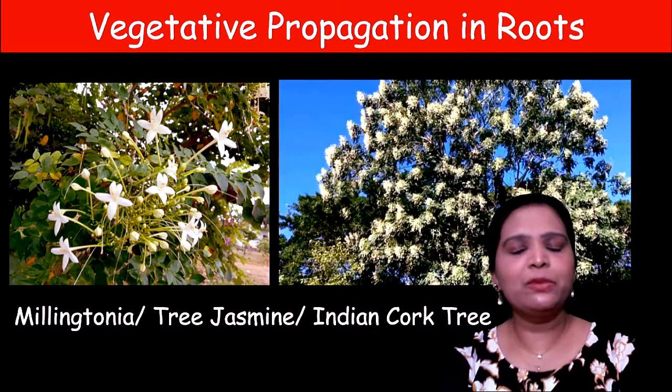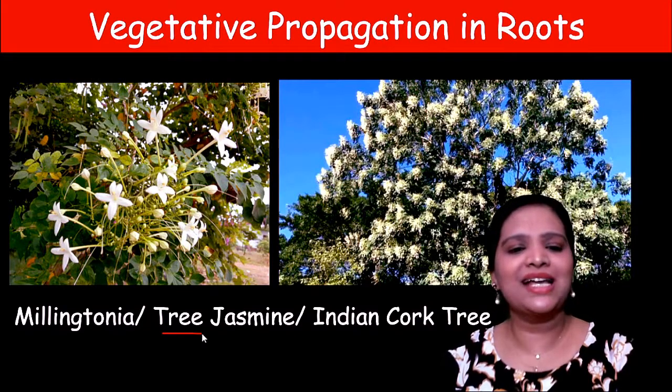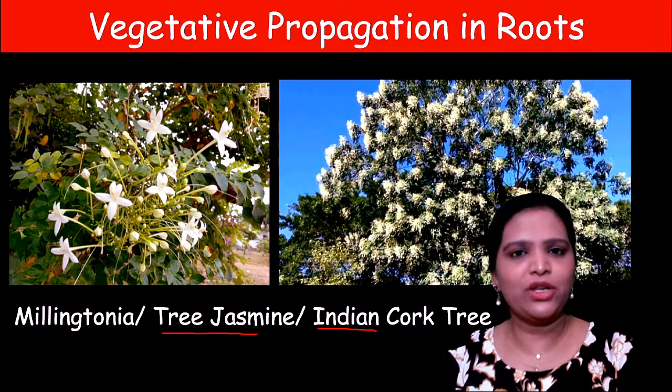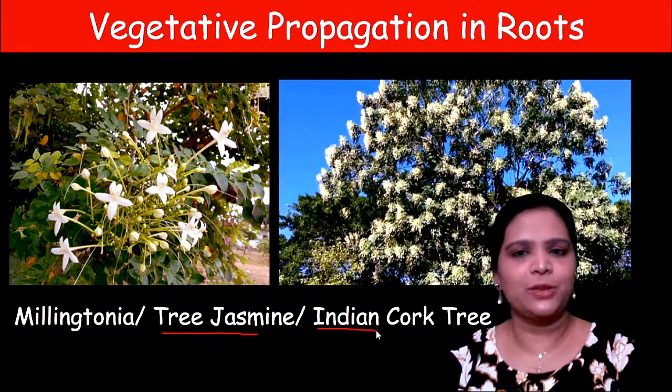And the third example for this root system is Millingtonia. Millingtonia is called tree jasmine. This is a very huge tree with beautiful white flowers and it smells like jasmine. So we used to call this tree tree jasmine. Okay, also called Indian cork tree. So this tree also reproduces asexually with the adventitious root modification. Okay.